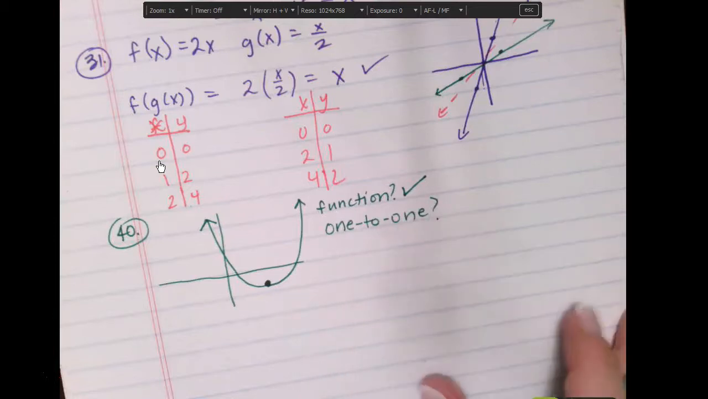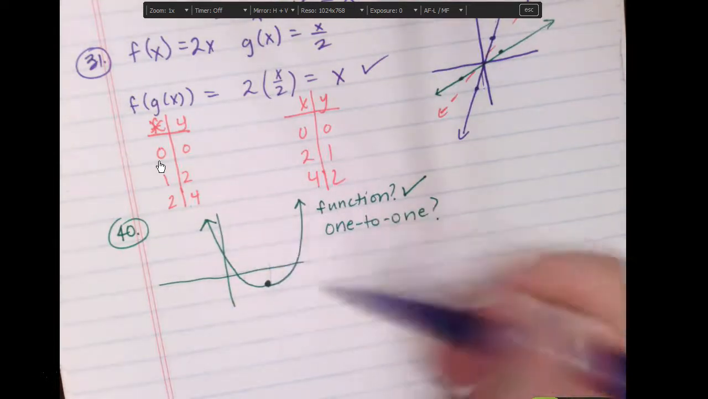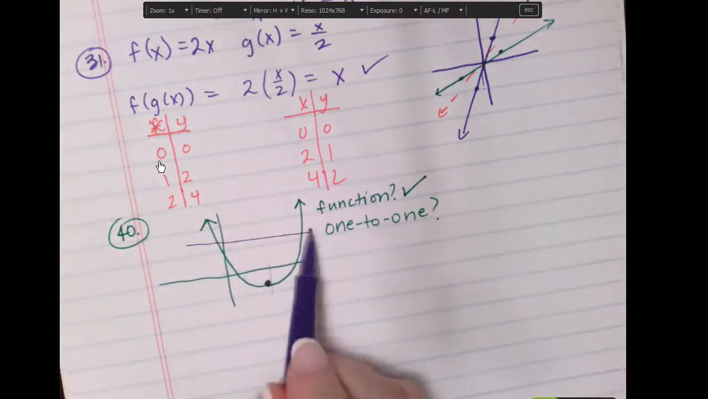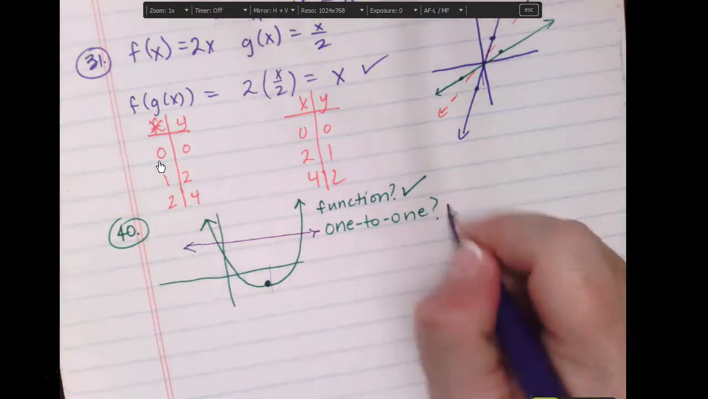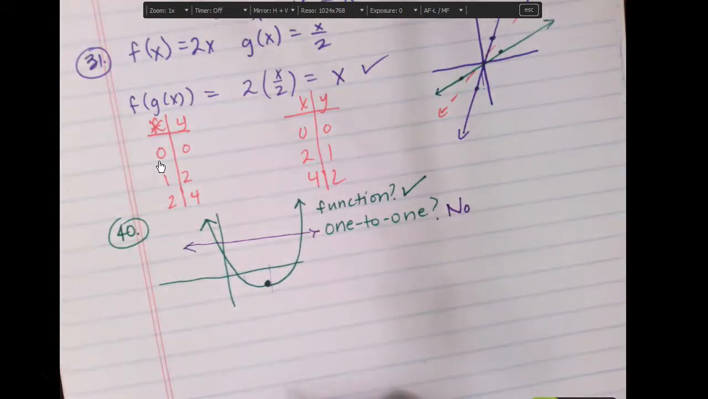Well, how do we test for one-to-one? Function is the vertical line test. One-to-one is the horizontal line test. We say no, it's not one-to-one. Therefore, you would not be able to find an inverse of that function.